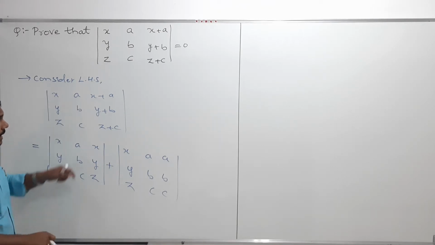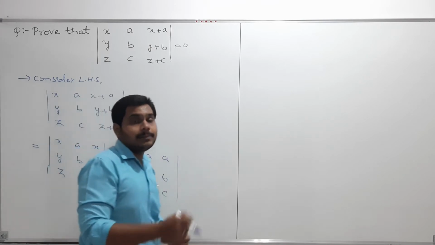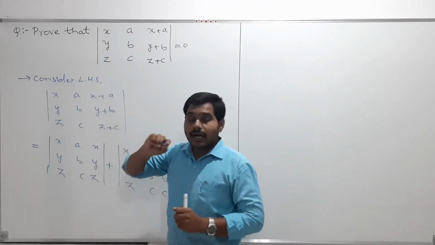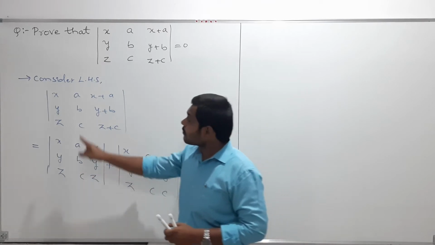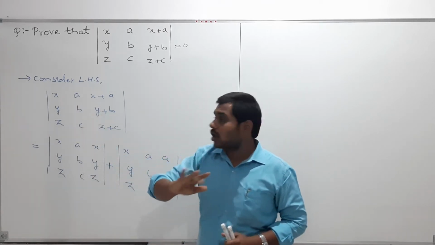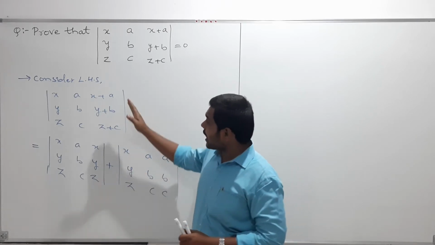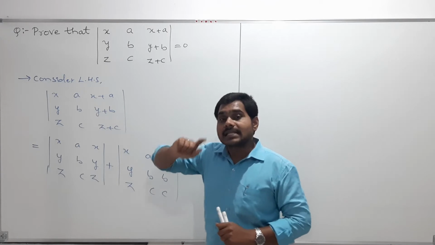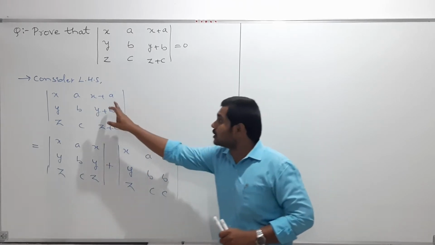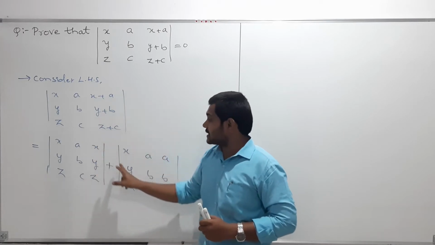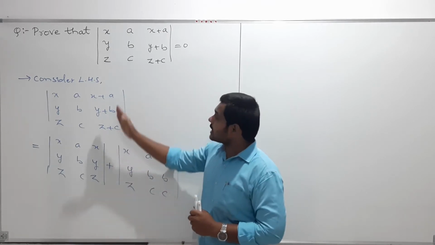Please remember, I am writing from this determinant to these determinants because we learned a property. Let me recall that property. What is the property we discussed? If some or all elements of any row or column are written as the sum of two or more terms, then that determinant can be expressed as the sum of two or more determinants. That property I discussed, so based on that property I am writing this.